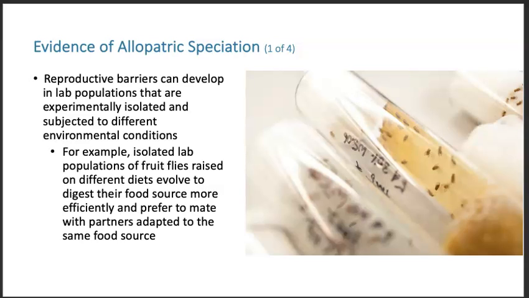We can see similar kinds of examples in here. We're going to be looking at fruit flies raised on different diets. So reproductive barriers like this can evolve in a lab population, and we've seen this. Scientists have seen this over and over again in lab populations of fruit flies. These are different fruit flies raised in these little vials, and they have different food available to them. And so these ones are going to be isolated from these by being raised in this little vial.